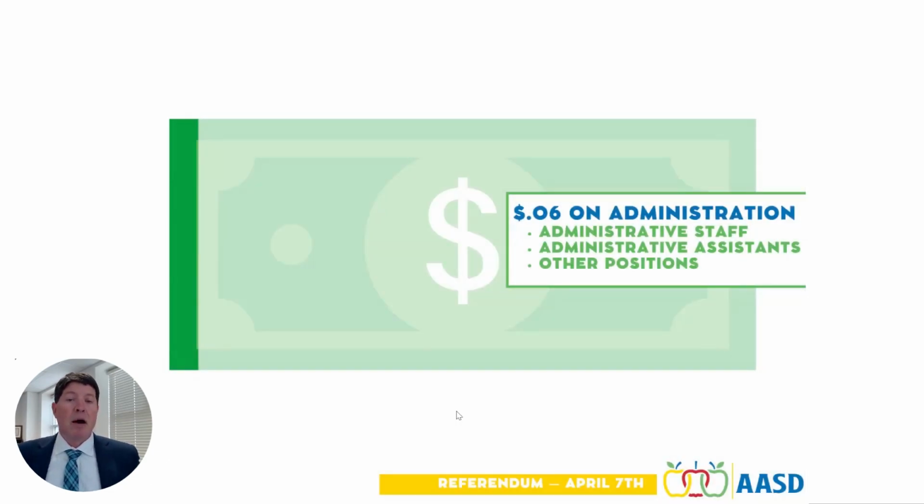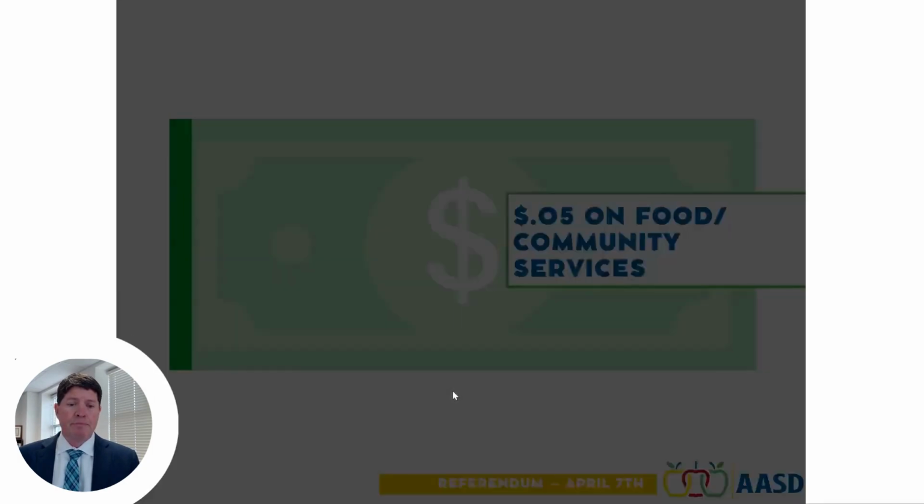The next amount is 6 cents on administration. That's going to be obviously our administrators, but beyond that, it also includes administrative assistants. And then there are some other positions like our communications coordinator. We have a community liaison position. Those are considered part of administration. They're not administrators, but part of the administrative costs that you see here.